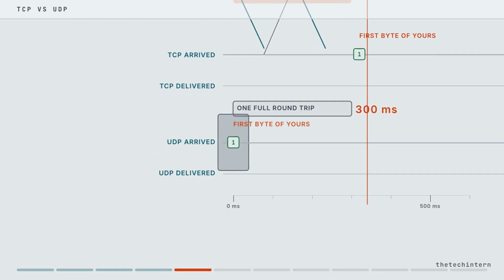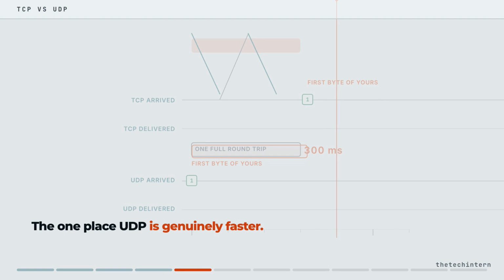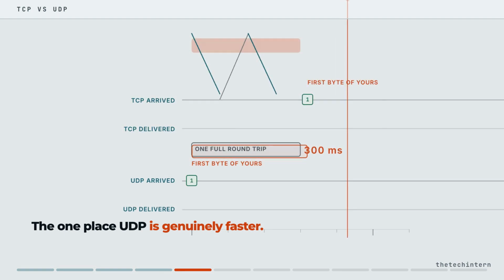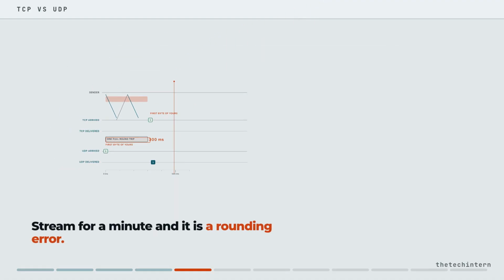UDP's first mark on the clock is the data. One round trip earlier. This is the one place UDP is genuinely faster. Send one small thing and it dominates. Stream for a minute and it's a rounding error.